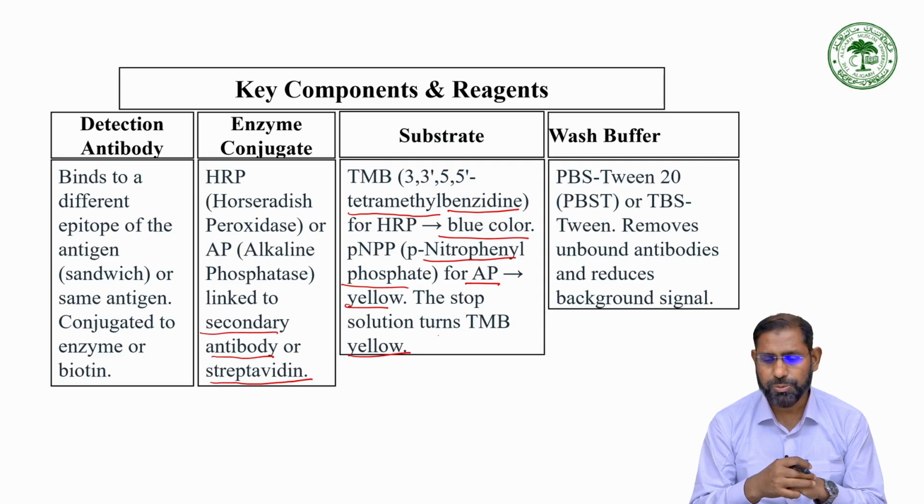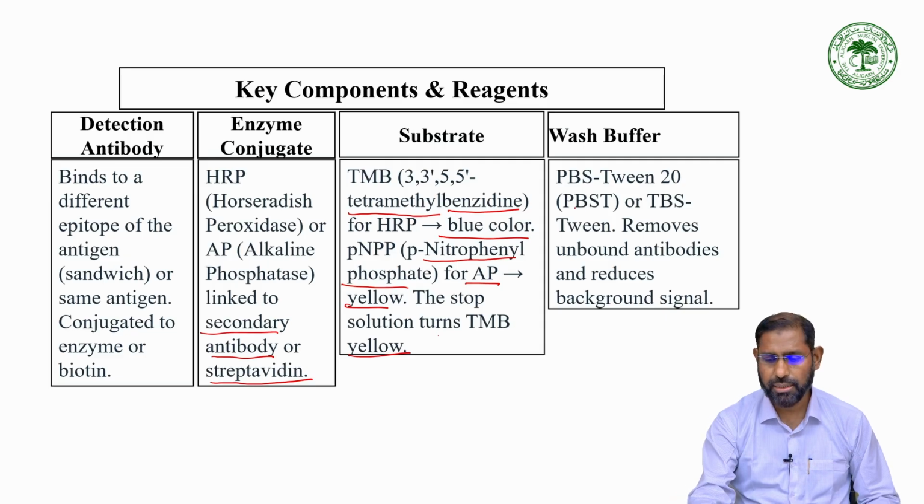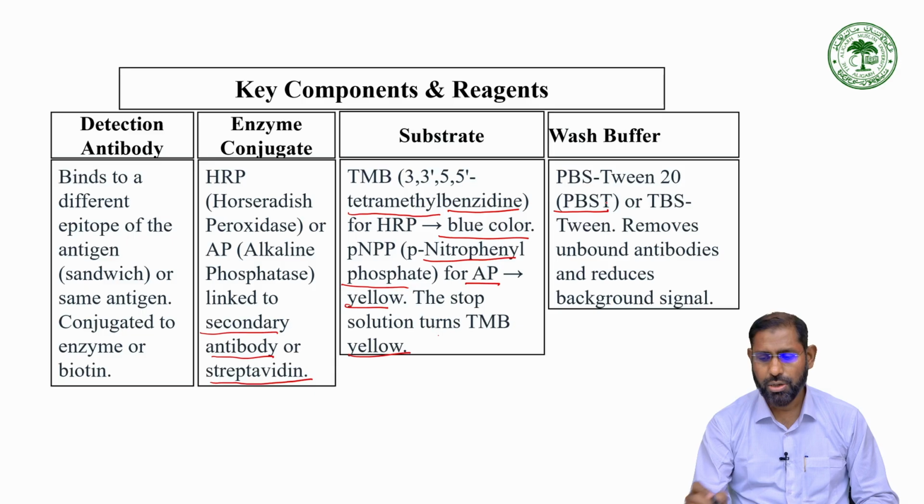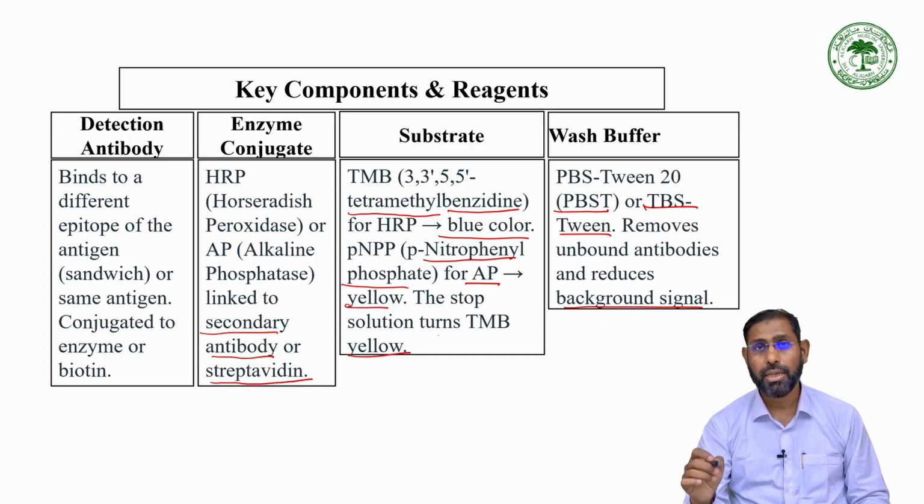For wash buffer we use PBS with Tween 20, called PBST, or TBST, and it removes the unbound antibodies and reduces the background signal. That is very important. To get specificity, we need to minimize the background signal.